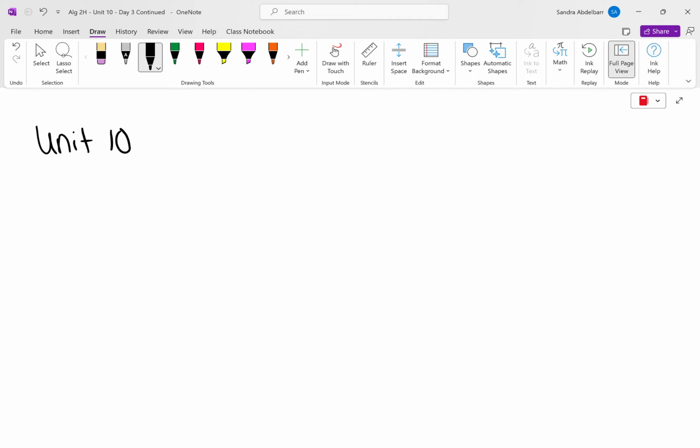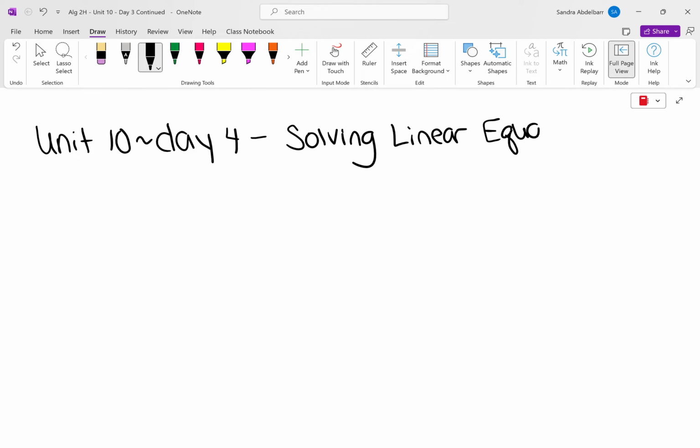All right, so now we are in Unit 10, Day 4, and we are solving linear equations using matrices.